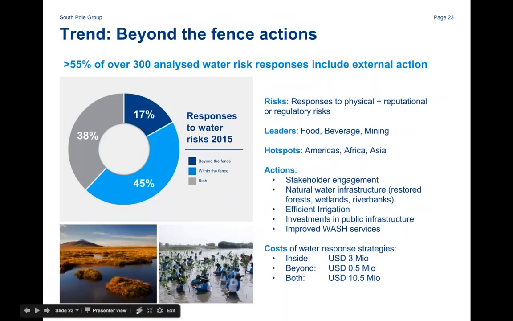And what are these typical actions? Many external actions, as in our definition, engage with stakeholders, meaning they set up roundtables, they set up public dialogue platforms, or they start to invest in natural water infrastructure, for instance in an upstream forest to control sedimentation, nutrients, and the flow of water. And they engage in climate smart agriculture, invest in public infrastructure, or provide surrounding communities with access to water and sanitation facilities. And when we look at the costs of these water response strategies, on average, we see that companies that apply both an internal and an external component within one strategy seem to take it very seriously. They dedicate, on average, $10 million for each strategy.